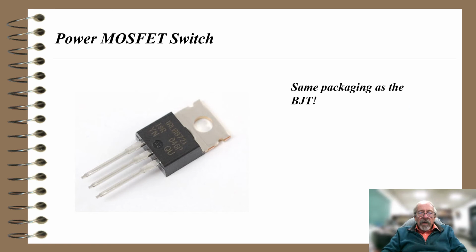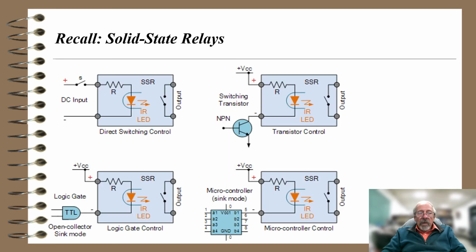Okay, so let's go to the next one. What do they look like? Same thing. Same packaging as the bipolar junction transistor. And again, we've taken a look at the solid-state relays before, so I won't go over those again, except to point out that in the top right-hand one I could have an NPN transistor, to whose base I apply a signal, which turns the transistor on, so the transistor acts like a short circuit, and I have infrared light put out by the LED in the solid-state relay.